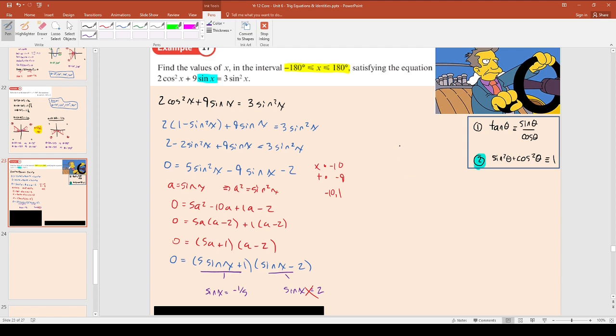So let's do the solution for this guy then. Let's get the actual angles. So we're going to do this one. Sine of x equals negative 1/5. We're going to solve it. Okay, CAST. Let's do it.